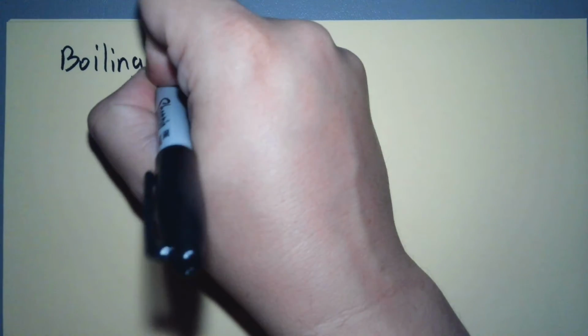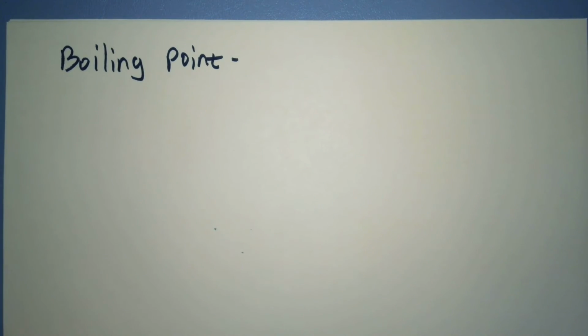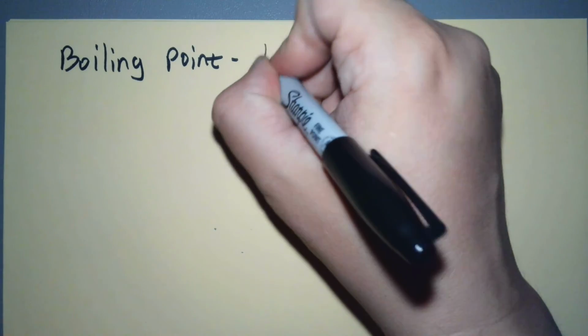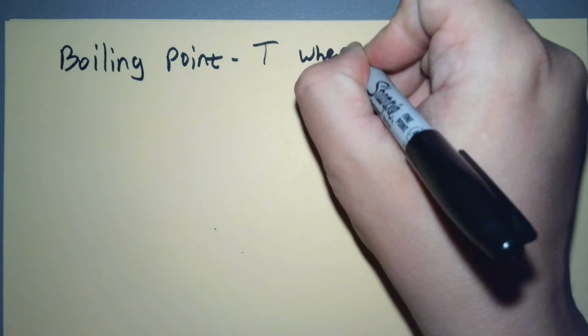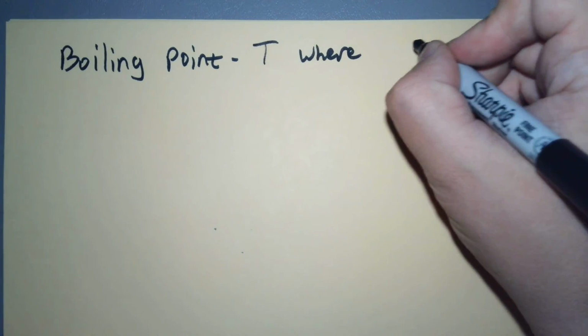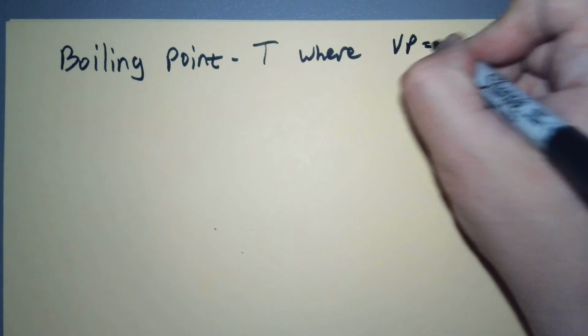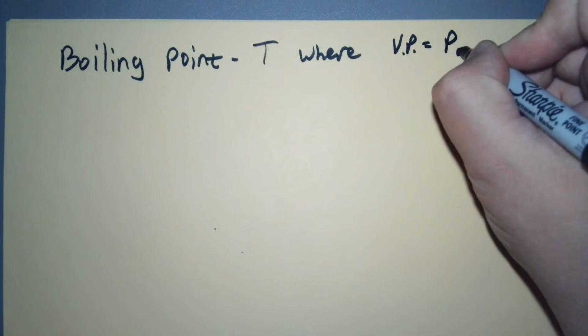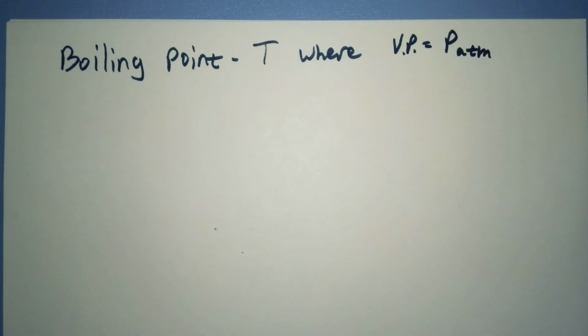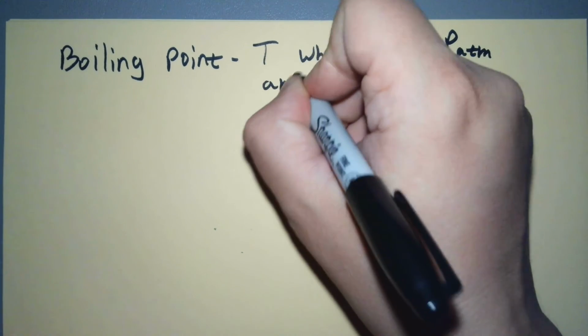So, let's get that written down. So boiling point. This is the temperature where the vapor pressure equals the pressure of the atmosphere. And boiling occurs.